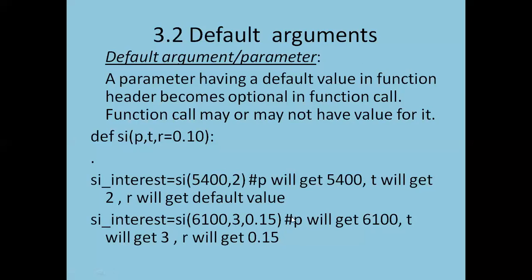This means that whatever default value you defined has now been overwritten, or it will not be taken anymore since you have written the value here. So that means your default value can be taken if you don't define it inside your function call. So here it will take the principal as 6,100 and time 3. So it will no longer take the default value that you have defined according to this particular line.